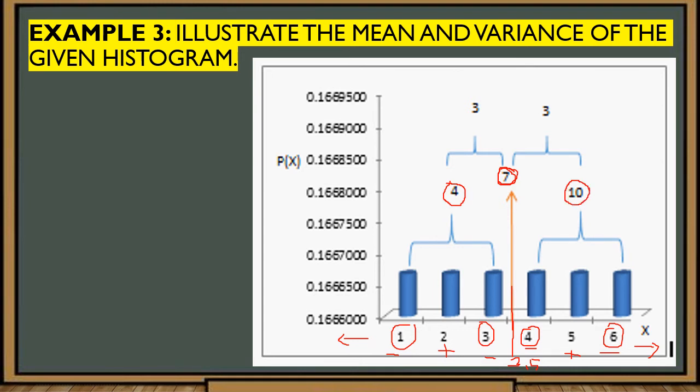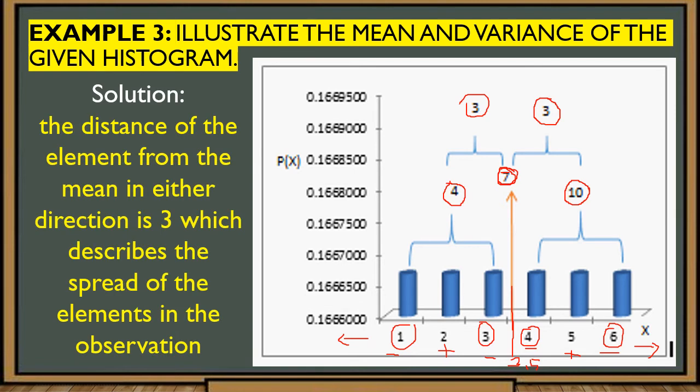Now, since we have here the new mean, which is 7, we're going to determine the distance of the elements from the mean. By doing that, we're going to subtract 4 from 7. So 7 minus 4, we have 3. This is on the left side of the mean. And 10 minus 7, we have here 3 also. If we're talking about distance, the answer would always be positive. So, by doing that, we have arrived at the values of 3.